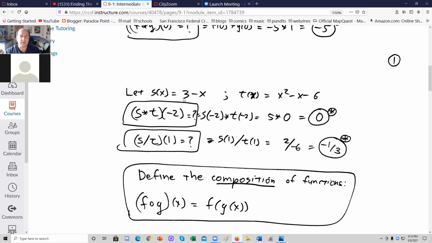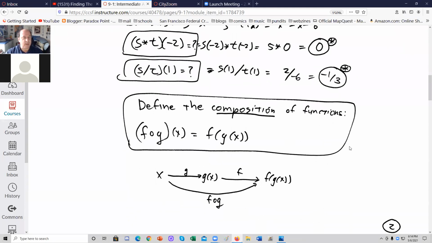Here we have s of x is 3 minus x. T of x is x squared minus x minus 6. What's s times t at negative 2? What's s over t at 1? Okay, s times t at negative 2 is s of negative 2 times t at negative 2. Plug in negative 2 in here and you get 5. Plug in negative 2 in here and you get 0. 5 times 0 is 0. S over t at 1 is s of 1 over t at 1. S at 1 is 2. T at 1, plug it in, you get negative 6. So 2 over negative 6, or negative 1/3.